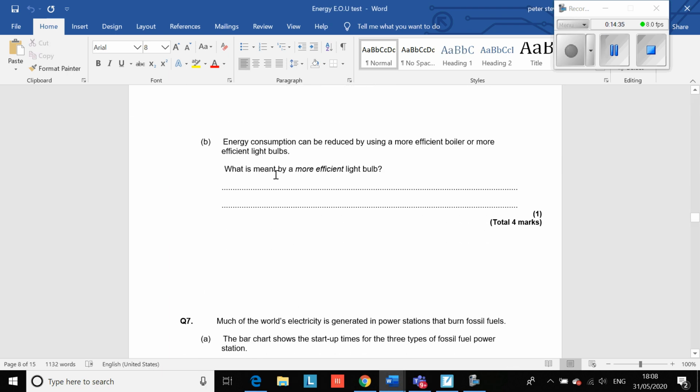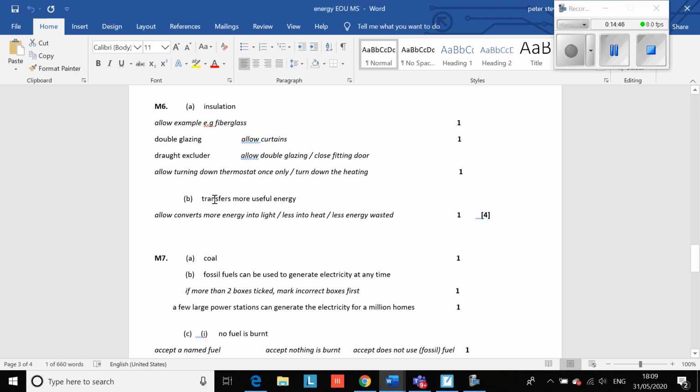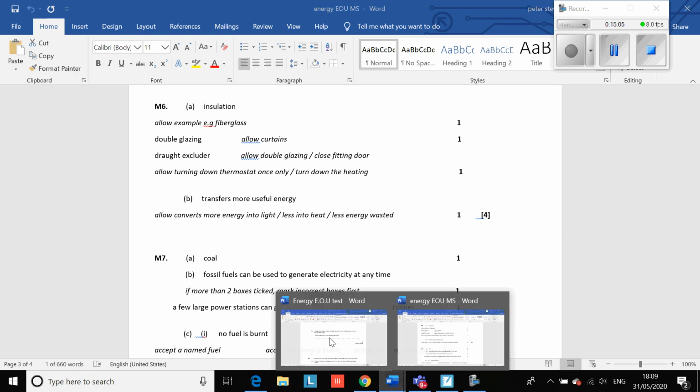Energy consumption can be reduced by using a more efficient boiler or more efficient light bulbs. What is meant by more efficient light bulb? What it actually means is transfers more useful energy. So say for example with a light bulb, more energy is transferred as light, or a higher proportion is transferred as light than say as heat. Or converts more energy into light or less into heat, or less energy is wasted. So that was worth 4 marks, question 6.